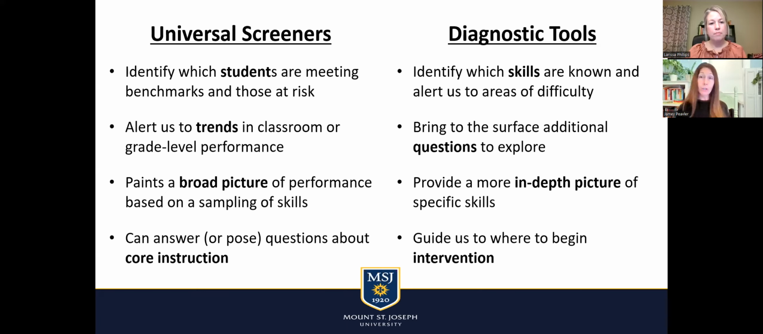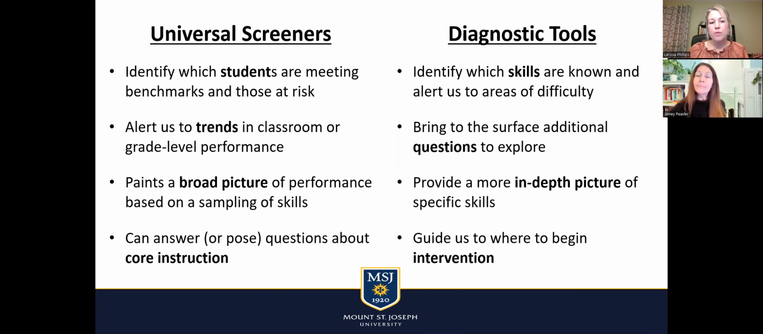We can still make some good decisions based on that, but that's not going to pinpoint what small group instruction should look like. So again, we need to think about that universal screener is telling us about our universal instruction. Whereas a diagnostic tool is going to drill down and look at specific skills. It's going to be used to answer questions that we have about students, and it's going to give us a more in-depth picture of what that student looks like so that we know where we should begin our intervention.